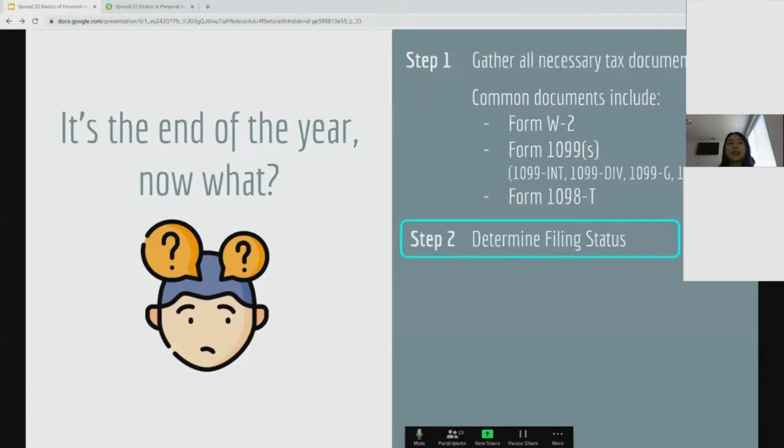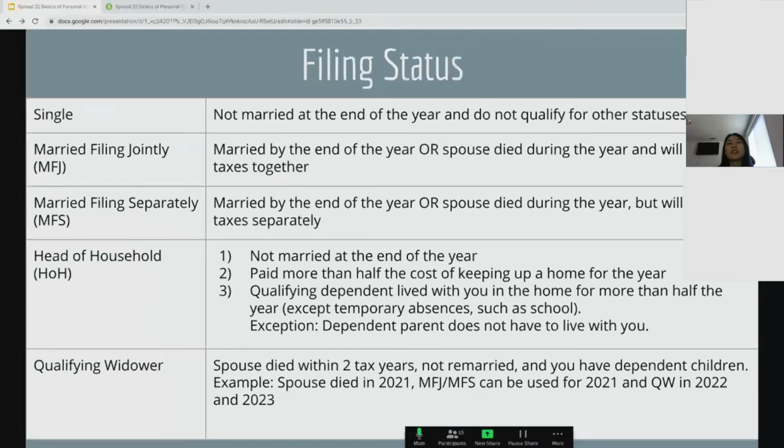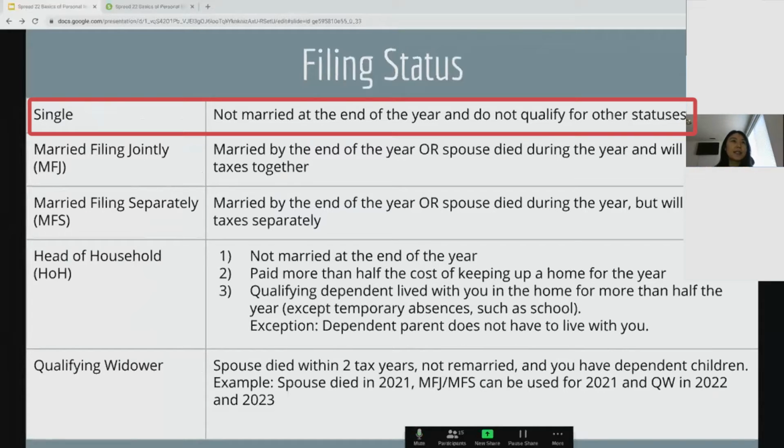You know, it's between single or married, but there's also a lot of rules about what filing status you can take. So let's start with single. What single means is you're not married at the end of the year and you don't qualify for the other statuses. Simple, right? If you're not married, this is what you are.